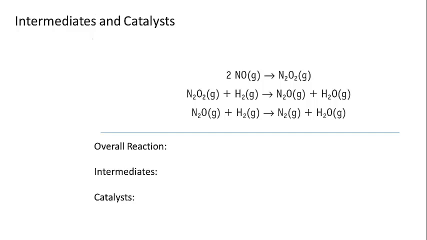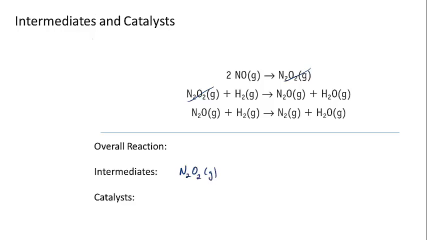So let's look at a couple of examples where we search for both the overall reaction and intermediates and catalysts. So first of all, let's look for intermediates first. An intermediate is something that's made in one step and then used up in a second step. And that's one of the things we'll cross out on both sides. So in the first step, notice we make N2O2. And then we use the N2O2 in the next step, so that gets canceled. So that's an intermediate. N2O2 is one intermediate.